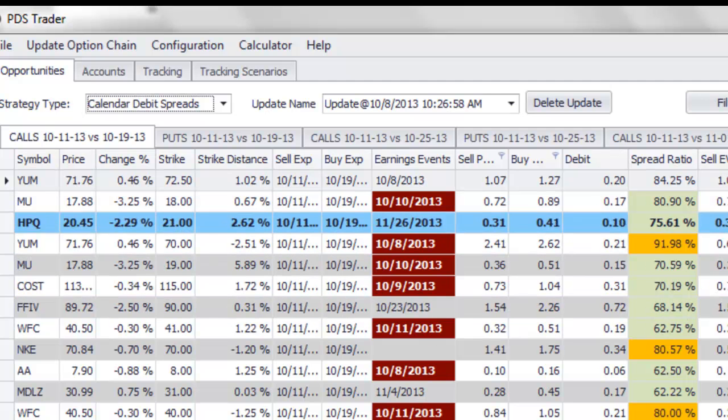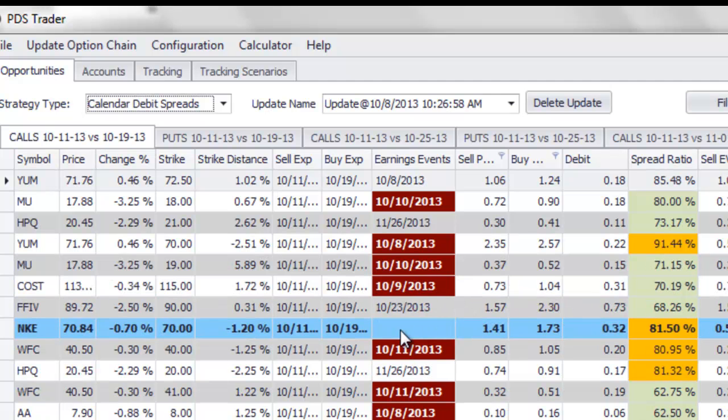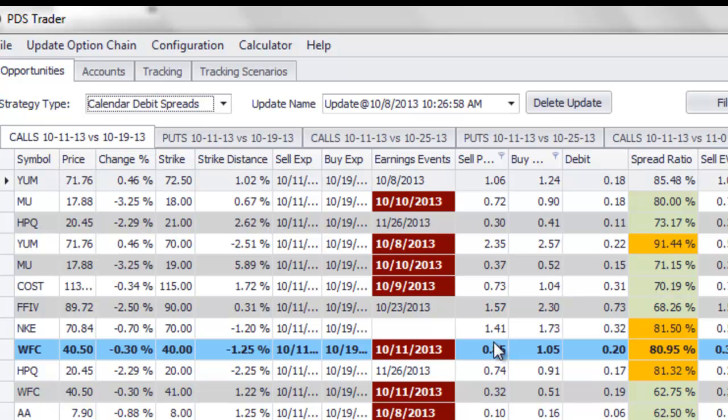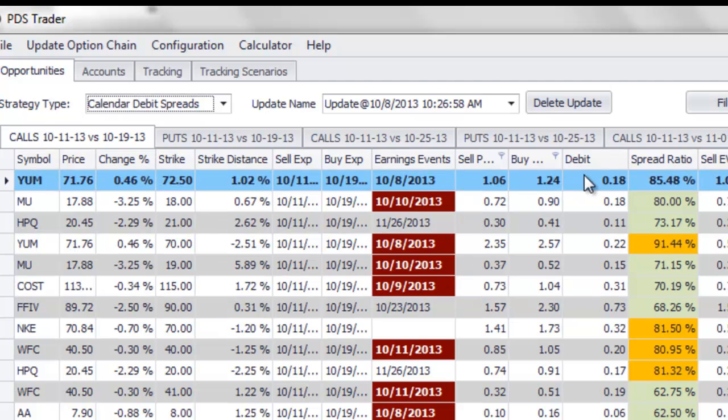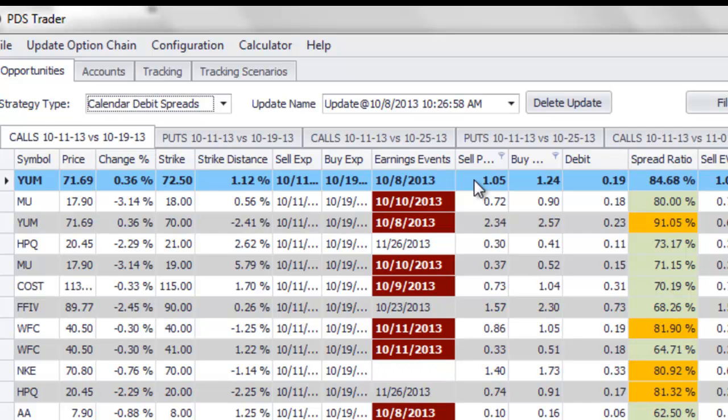Keep a track record of ones that you would pick that have an earnings event. The reason there are sometimes good opportunities with earnings events is that sometimes you have very high profit to risk ratios. For example, here you have a debit in YUM of 18 cents, but your maximum profit is 106. So you have a profit potential almost 7 times greater than what you're risking. Not quite 7, closer to 6 actually. So that's pretty good, and it might be worth trading.